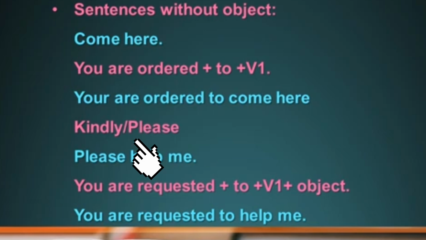नेक्स्ट अगर ऐसे सेंटेंसेस आते हैं जिनमें काइंडली या प्लीज़ का वर्ड यूज़ होता है, and the example is please help me. सो हम इसमें प्लीज़ का वर्ड ख़त्म कर देंगे and the order would be you are requested, क्योंकि काइंडली और प्लीज़ रिक्वेस्ट को शो करते हैं. तो हम पहले लिखेंगे you are requested, then preposition to and first form of verb and then object. And the passive voice is you are requested to help me.